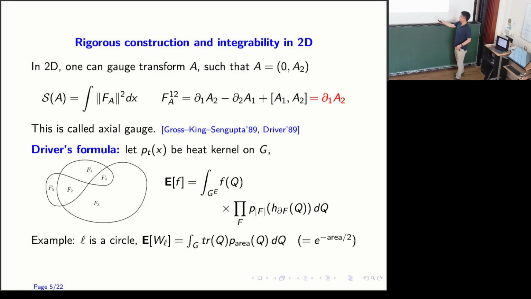And it turns out that you can even integrate all of this. The integral of this is just equal to e to the minus area over 2.